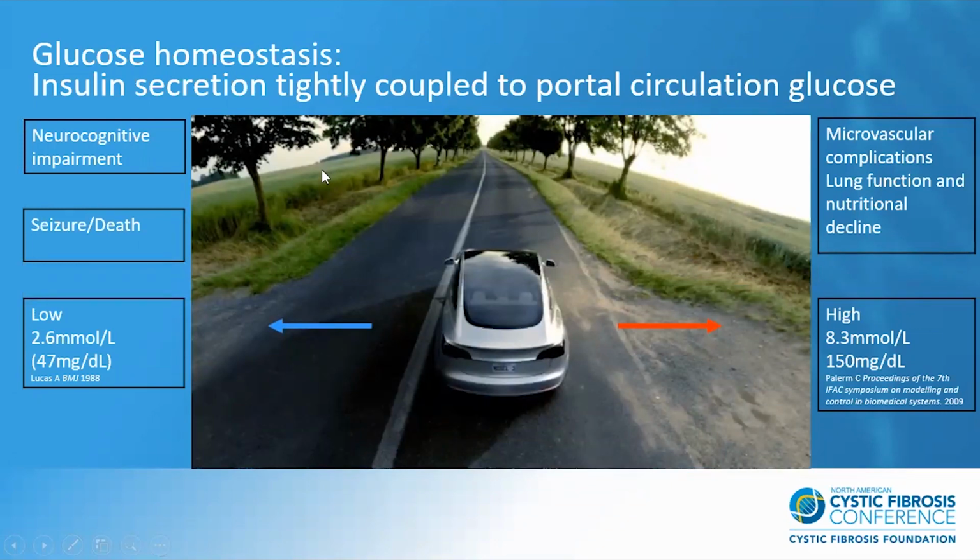Normally, insulin secretion by the 1 to 2 billion beta cells that we have is tightly coupled to portal circulation glucose, and by that means we're able to keep glucose levels tightly controlled.